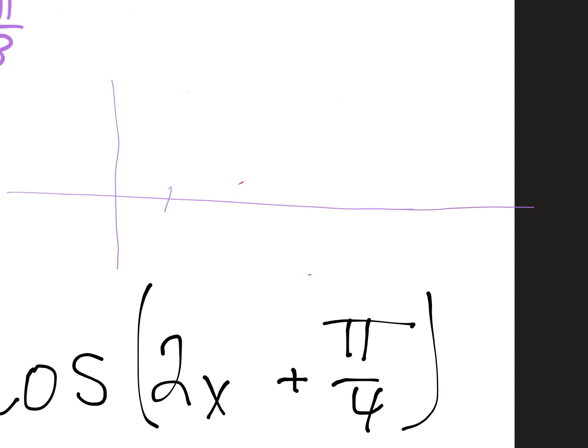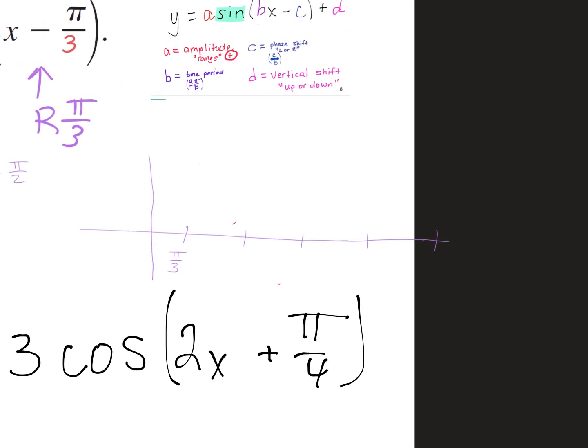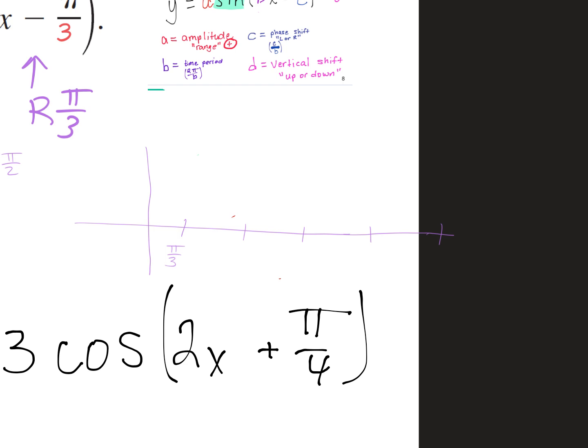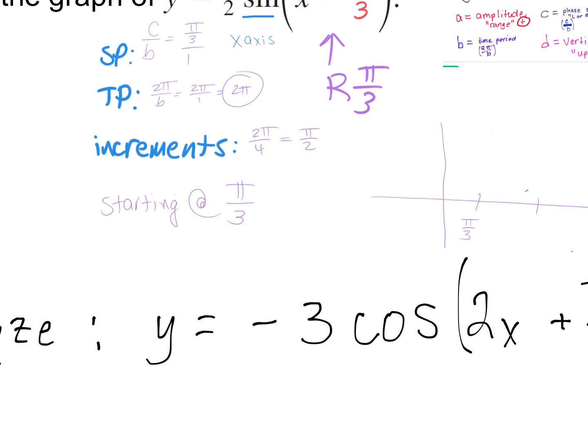And I know my starting point is right here at pi over 3. So now I'm going to write my other tick marks. Again, I always do 5. Now you have to figure out what your next tick marks are. This is the part that can be a tad bit confusing, but it's really not. How do you find what each next tick mark is?